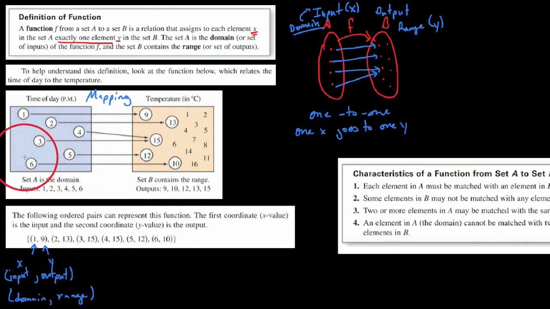But in each instance, we can see that, say for instance here, 1 o'clock p.m. went to 9 degrees Celsius. And so we list this as 1 went to 9, 2 goes to 13 here, and so on and so forth. And we can see that even though there were two different times that had the same temperature, that's not a problem as long as we don't have one time going to more than one output.